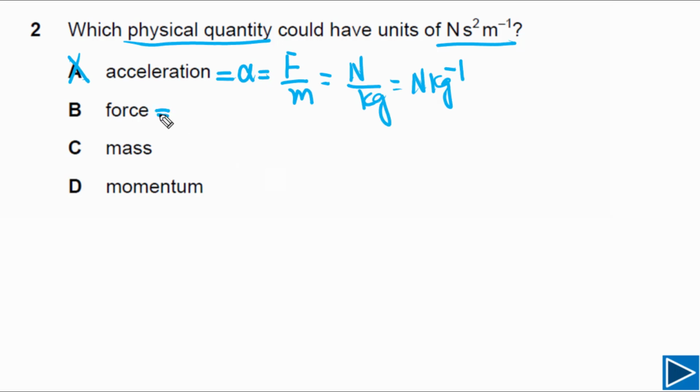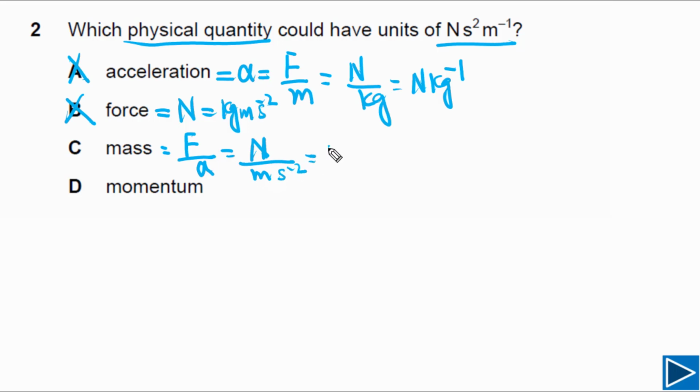If we go to force, the unit of force is Newton and this is equal to kg meter per second square, so this is also not a possible option. If we go to mass, we can write mass is equal to force over acceleration, so the unit for force is Newton and the unit for acceleration is meter per second square, so simply we can write this is Newton second square per meter.